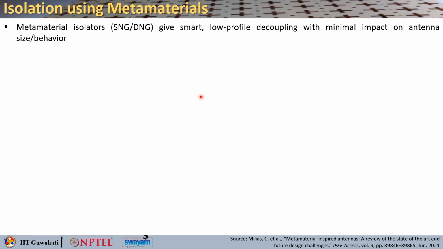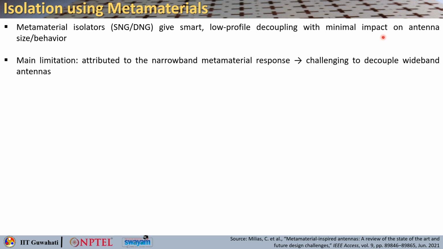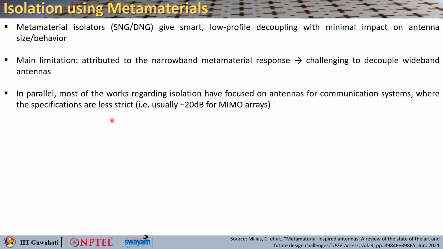Finally, you can also think of metamaterial isolators like single negative or double negative materials. They can give smart low profile decoupling with minimal impact on the antenna size or the behavior. However, the main limitation can be attributed to the narrowband metamaterial response, which will be challenging for decoupling wideband antennas. However, in parallel, most of the work regarding this isolation has focused on antennas for communication systems, where the specification is less strict, typically like -20 dB for MIMO arrays.